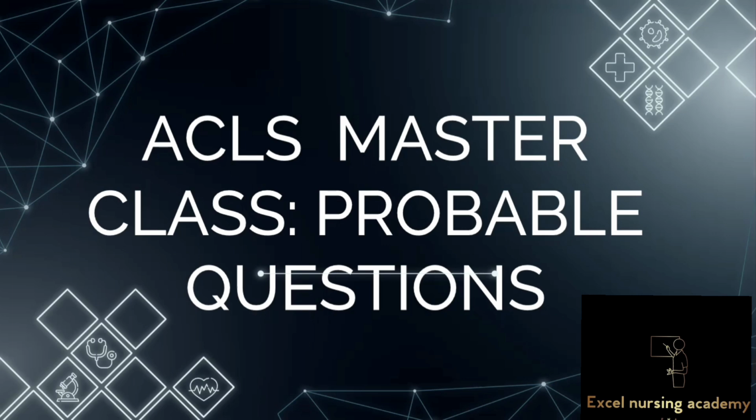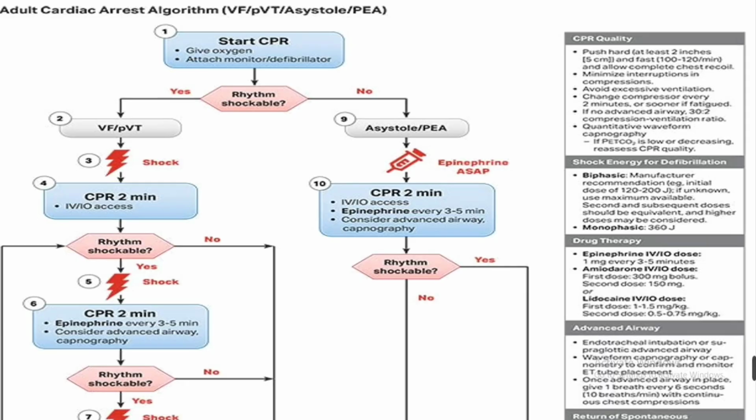ACLS, what is ACLS? Adult Cardiovascular Life Support or Advanced Cardiovascular Life Support. This is heavily built on the foundation of BLS, Basic Life Support. Often students answer BLS questions correctly, but they struggle with ACLS. ACLS is given by the AHA, American Heart Association, and their guidelines get updated very frequently, nearly every 4 to 5 years. And this is the current algorithm that we are seeing on our screens.